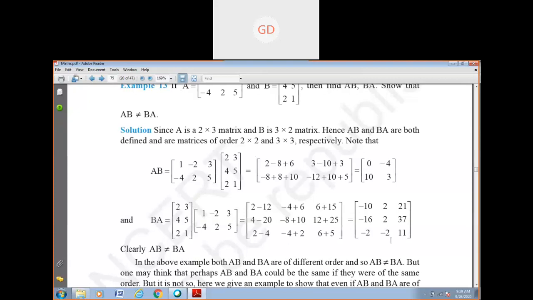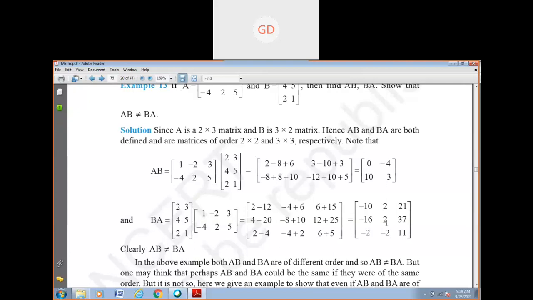And if you observe here, A into B was a matrix of order 2 by 2, and B into A gives us a matrix of order 3 by 3. So obviously the results are not the same. AB equal to BA we cannot say. That's why matrix multiplication is not commutative.